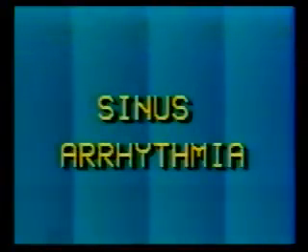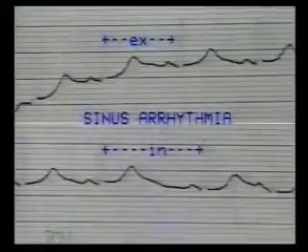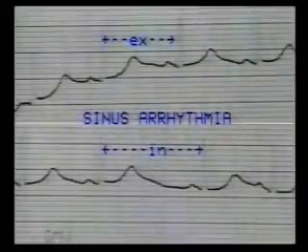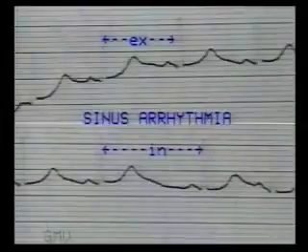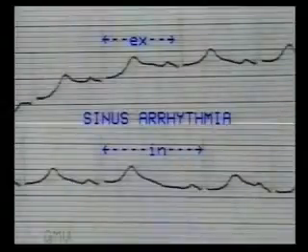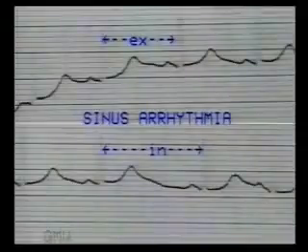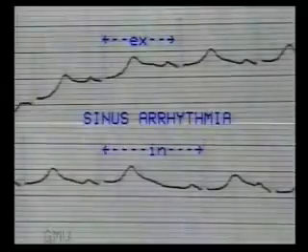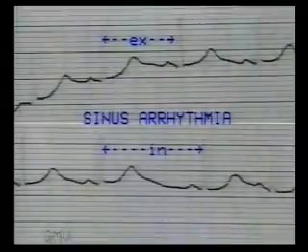Sinus arrhythmia. Normally, the heart rate increases slightly during inspiration and decreases during expiration. This variation is termed as sinus arrhythmia. Sometimes the variation may be so marked that it may be confused with pathological arrhythmias. In this ECG, which is a continuous strip, the RR interval varies from 16 small squares in expiration to 22 small squares in inspiration. But you will note that all PQRST complexes are normal.